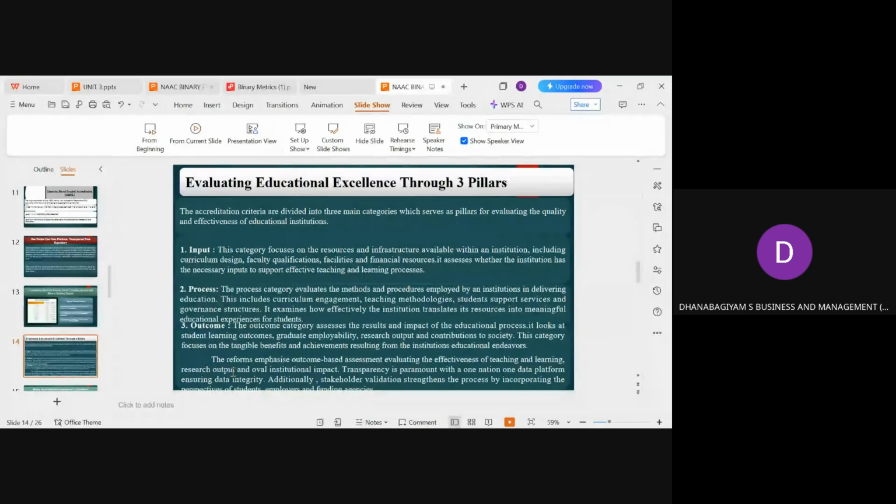So here, it is much more transparent compared to the earlier NAAC process. In this binary accreditation system, it is quite transparent. How it is transparent: we are trying to give more and more quantitative data. This quantitative data will be submitted through an online platform itself, which has the proper evidences and proper documents.